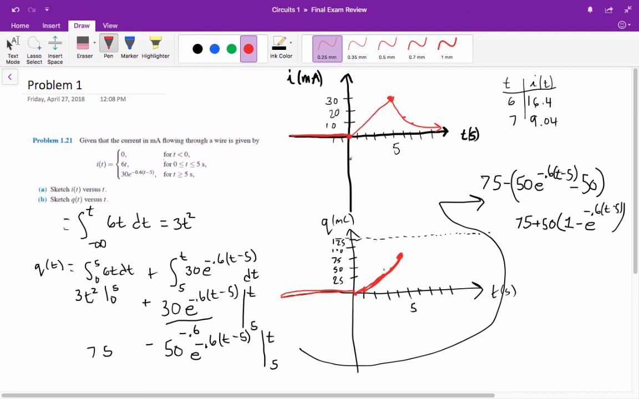And just to get an idea as to what the curve is actually going to look like, we'll do like we did with the current, and we'll just calculate for 6 and 7. At t equals 6, I get 98. And at t equals 7, I get 110. So we're going to have a curve that looks something like this. And that would be our graph for the current. I of t in milliamps is this one, and for our charge, our accumulated charge in millicoulombs, is this one.